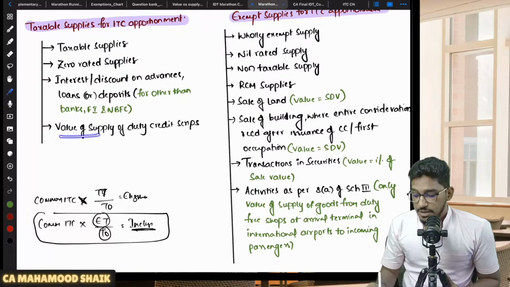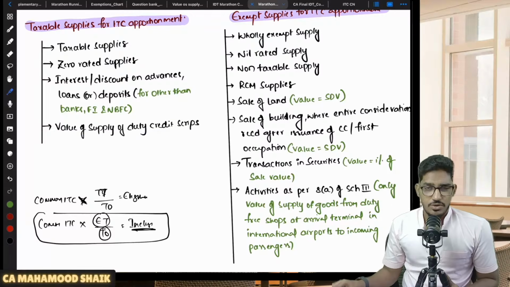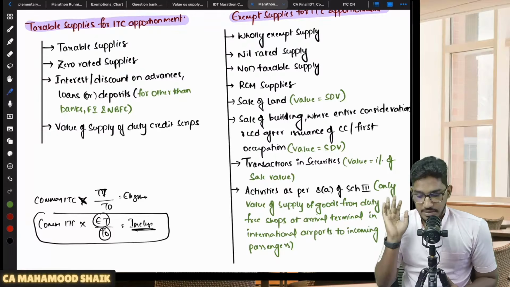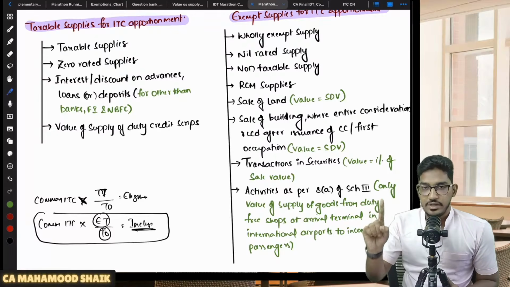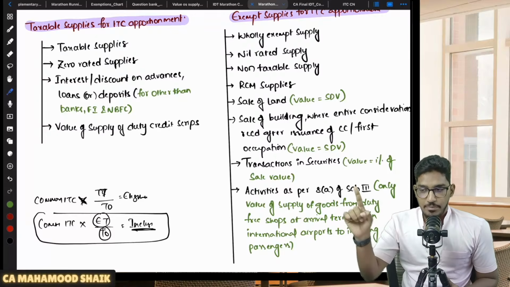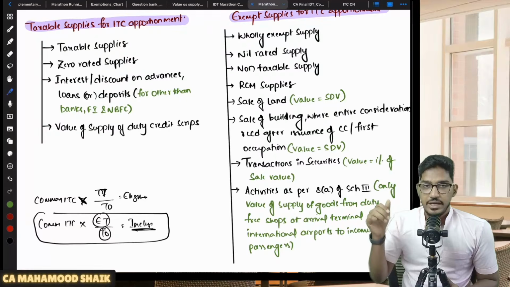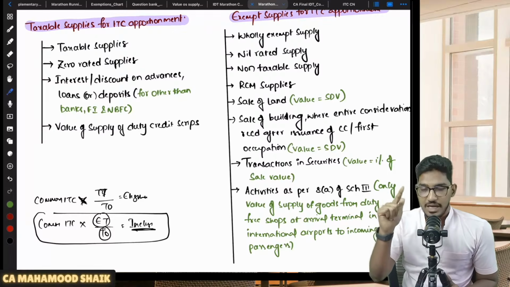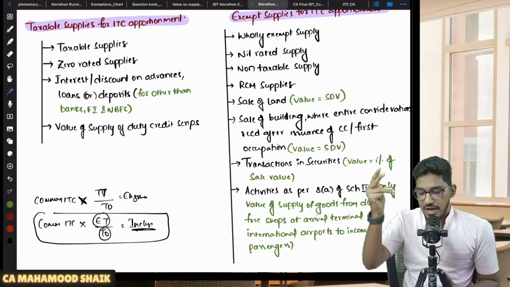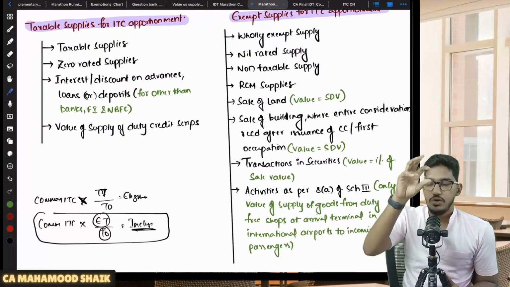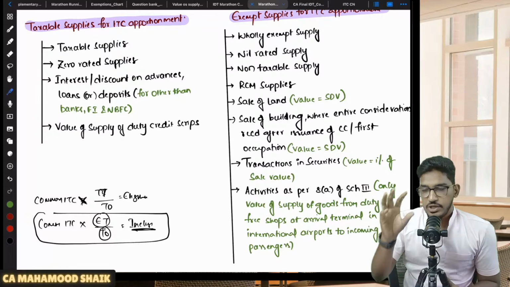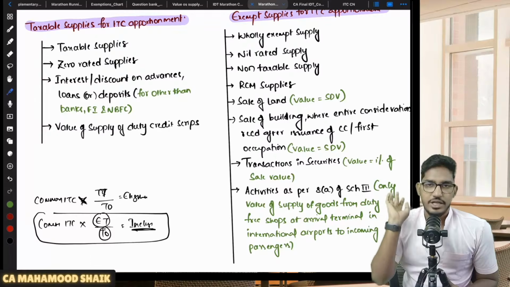Then value of supply of duty credit scrips. This is also an exempt supply, but for the purpose of apportionment, we include it under taxable supply. So for the purpose of apportionment, what will be taxable turnover? It includes taxable supplies. It includes zero rated supplies. It includes interest or discount on advances, loans or deposits for other than banks, financial institutions and NBFCs. Value of supply of the duty credit scrips. These all will be considered as taxable turnover. That means whatever common ITC is attributable to this taxable turnover, you are eligible to take it.